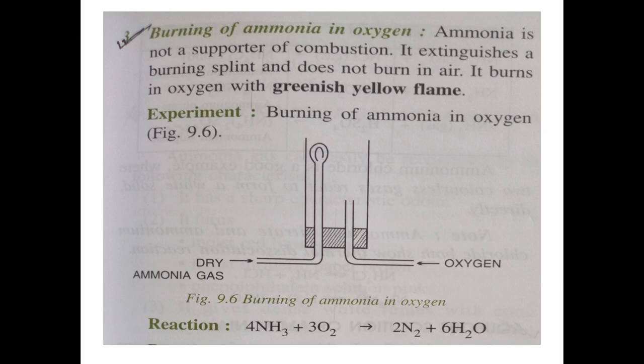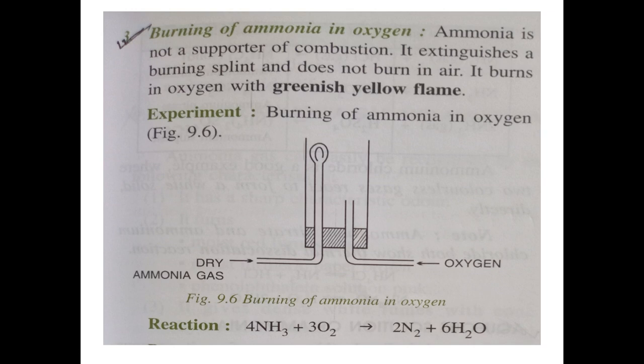Ammonia does not support burning. Rather, it can extinguish a burning splint. When you bring a burning splint, a burning matchstick, it can extinguish it. That means it helps in extinguishing fire, and it does not burn in air. It burns in oxygen with a greenish yellow flame. That means it burns in pure oxygen.